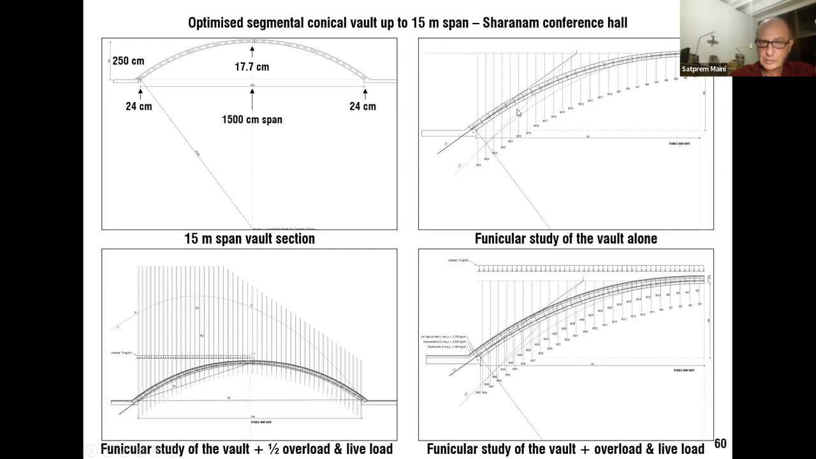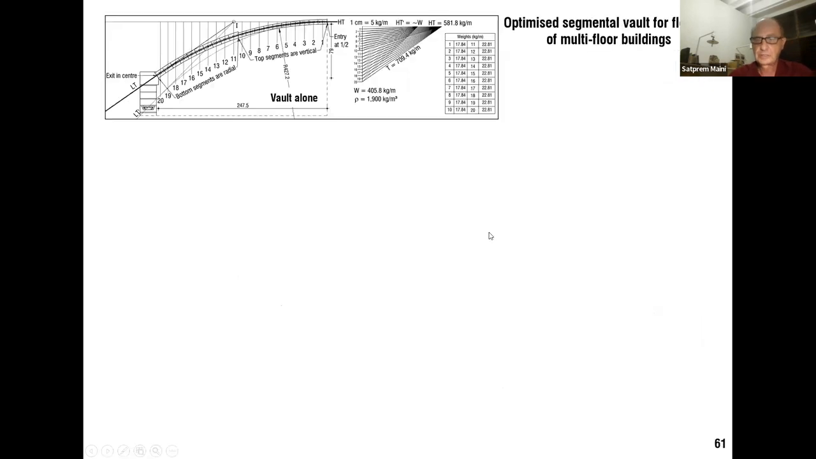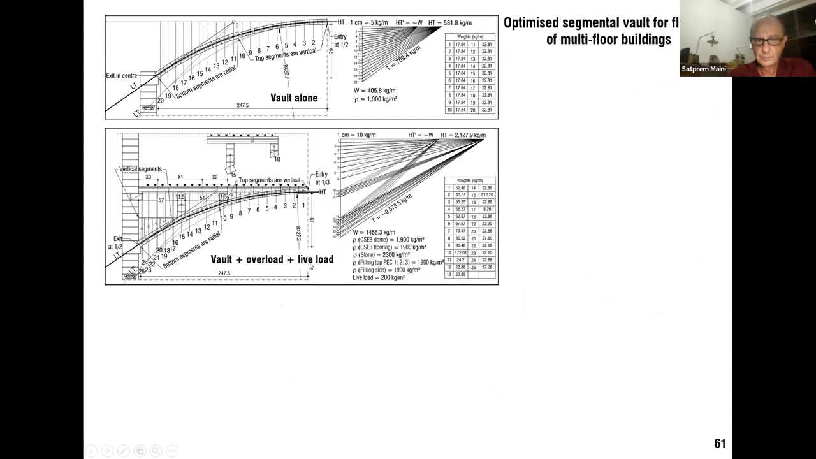In all the cases, LT must remain in the middle third of the thickness of the vault. So now we see the case for optimized experimental vault for flowing. This is for multi-flow. So you have here a vault with two different thicknesses. It must be always stable for the vault alone, like here. Then for the vault plus overload plus live load, it must be stable.